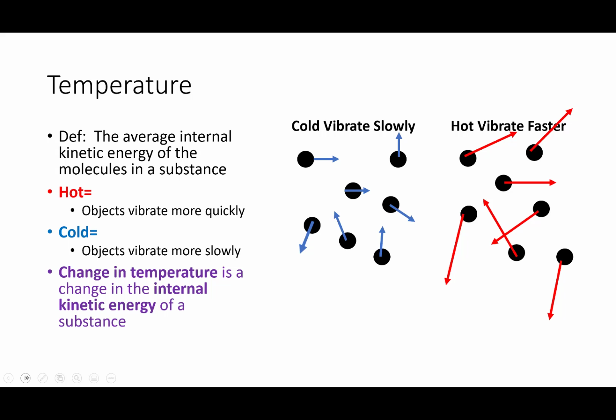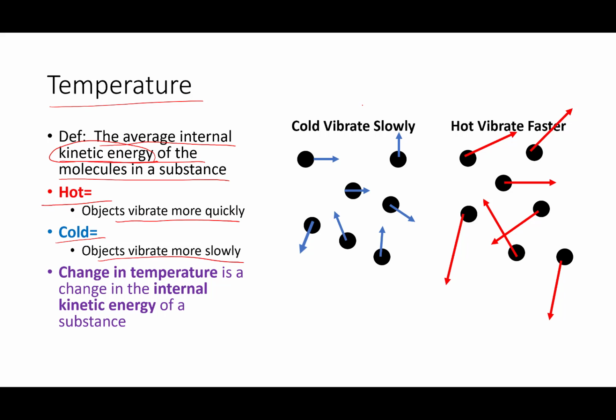Now, there's a specific definition of temperature. Temperature is defined as the average internal kinetic energy of the molecules of a substance. If you recall, kinetic energy has to do with how fast things are moving. So what this means is hot objects have inside of them molecules that are vibrating very, very fast. And cold objects have molecules within them that are vibrating more slowly.